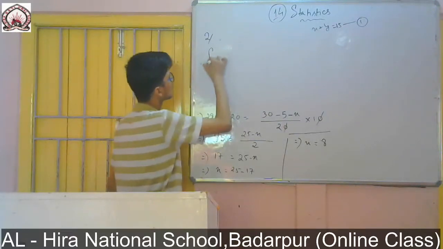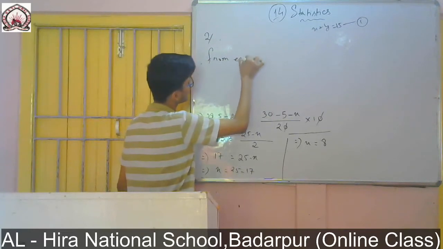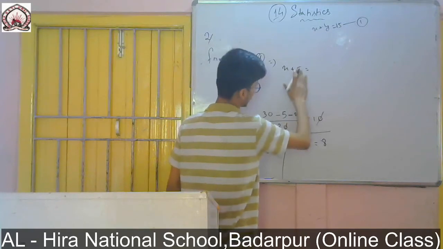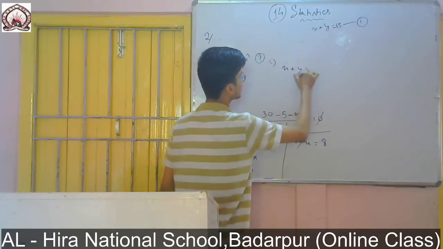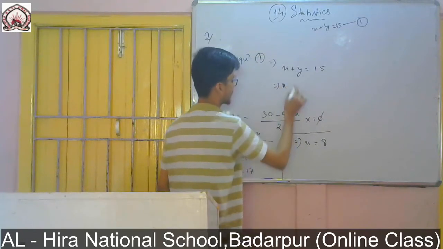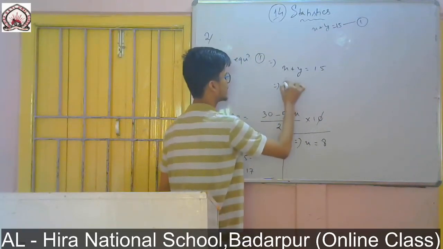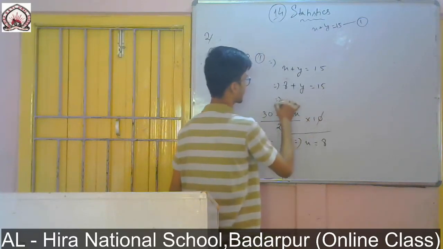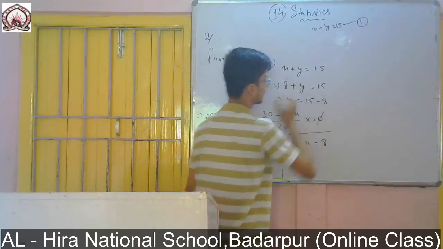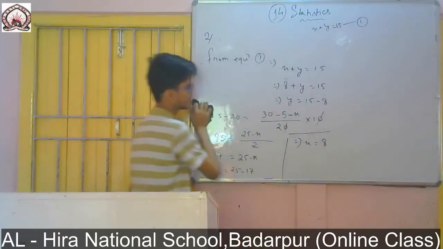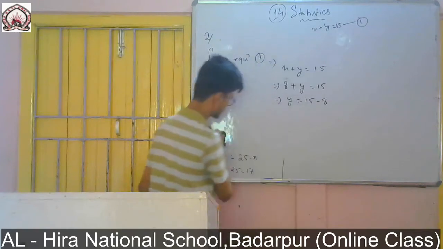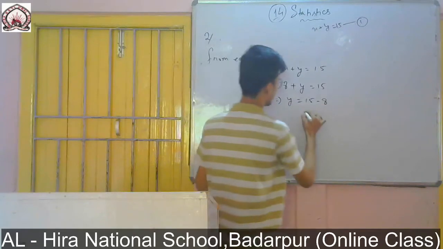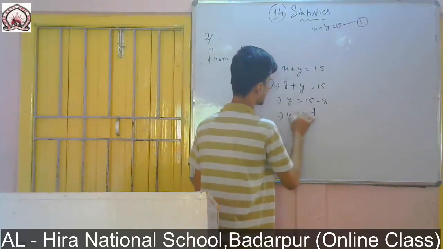From equation 1, x plus y is equals to 15. X, I have got the value, it is 8. So in place of x I will put 8 plus y equals to 15. So y will be here 15 minus 8. So now I will subtract this one. Fifteen minus 8, it will be 7. So y is equals to 7.